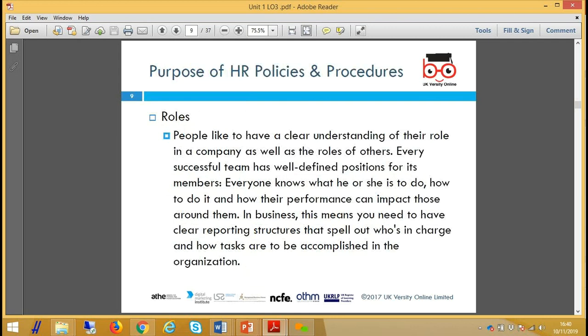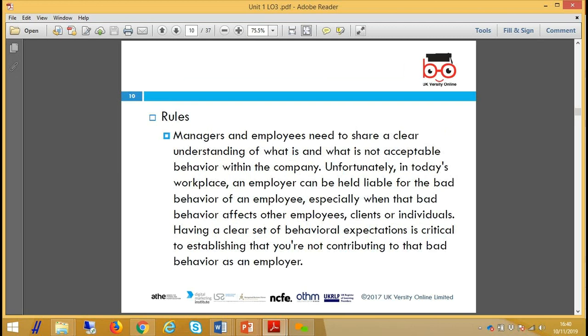Now we'll look very quickly at some of the purposes of the HR policies. One is rules. HR policies clarify what everyone's role is in the organization, who reports to whom, whose job is to do what, who is supposed to take what decision, who is the one to apply and who is the one to approve. Everyone knows whose role is what. So, clear reporting structures, the clear organizational structure we mentioned at the beginning.